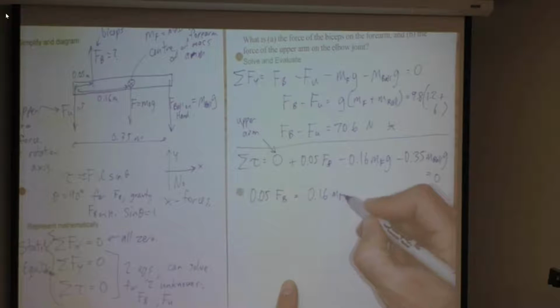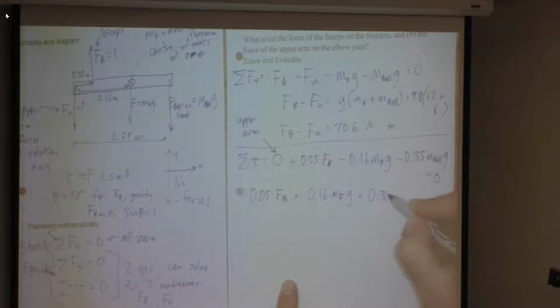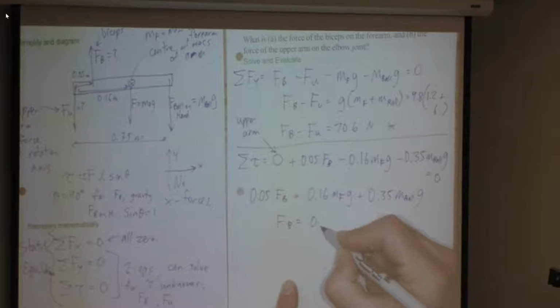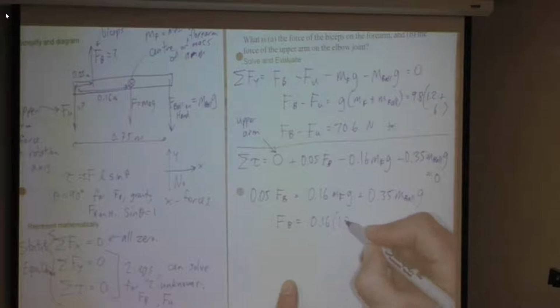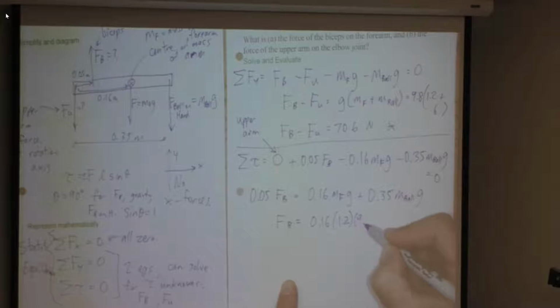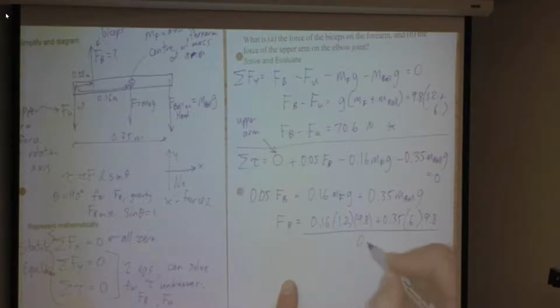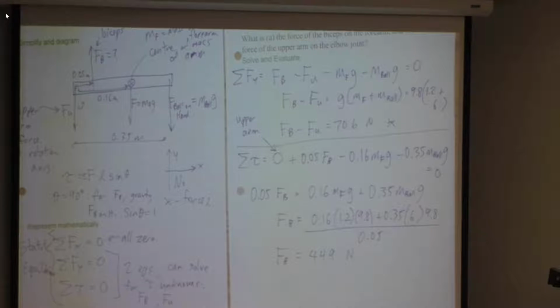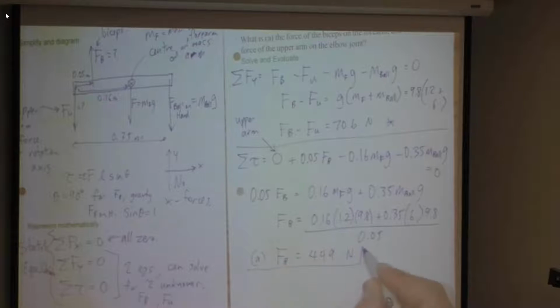Times the mass of the forearm times g, plus 0.35 times the mass of the ball times g. If you solve it out, the force of the bicep is equal to 0.16 times 1.2 kilograms times 9.8, plus 0.35 times 6 kilograms times 9.8. Divide the whole thing by 0.05 and you get this big number. I got 449, and that's newtons. So that's the answer to A, the force of the bicep.